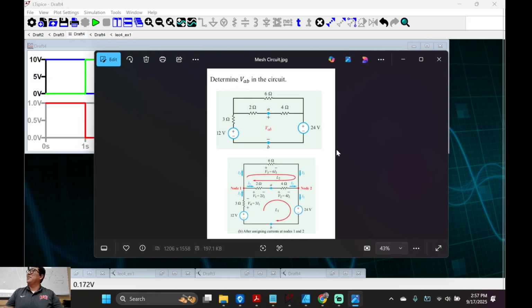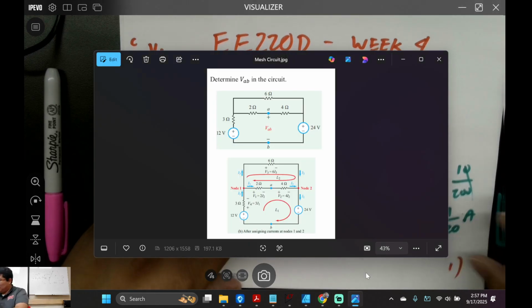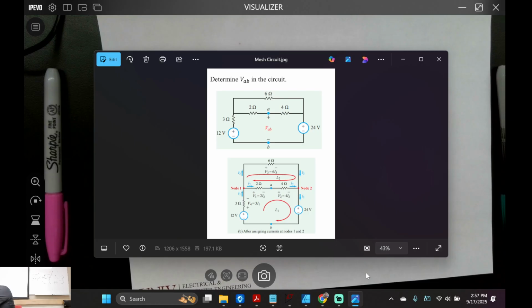Does everyone know how to do this? You guys want me to walk through this and give you guys confidence? All right, let's go then. So let me just write. Oh wait, before I even do that, let me just switch this. Let's do some real circuits.